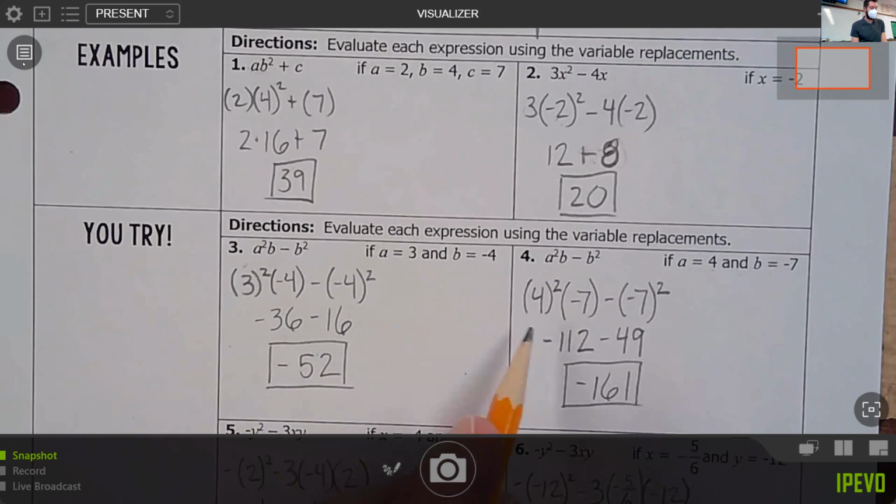We square the first number. 4 times 4 is 16. Multiply by -7, you get -112. And then -7 times -7 is 49, but there's still a minus in between, so we bring that down. So it's -112 minus 49, so we get -161 for that one. Are there any questions about 3 or 4 before we continue?